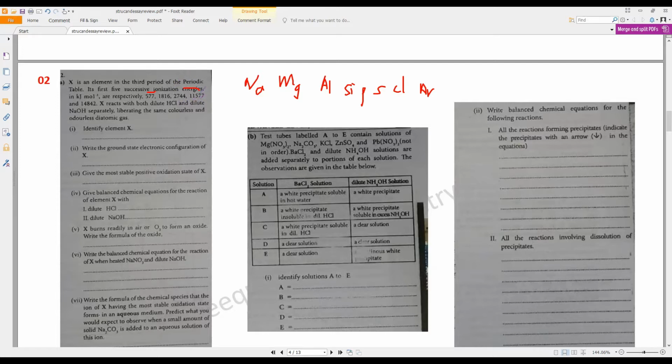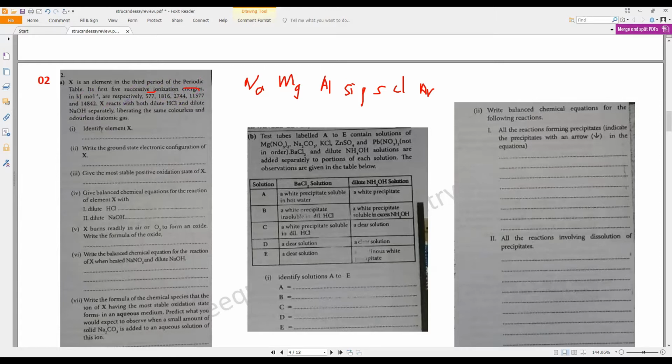Now the fourth electron is not removed from the same shell. This should be from another shell. So you can imagine these 3 electrons, 577, 1816, 2744, should be the outermost electrons, and then this 11,577 should be an inner electron from the other shell. The next one they have given is 14,842, which is very close to this one based on the comparison of the energy.